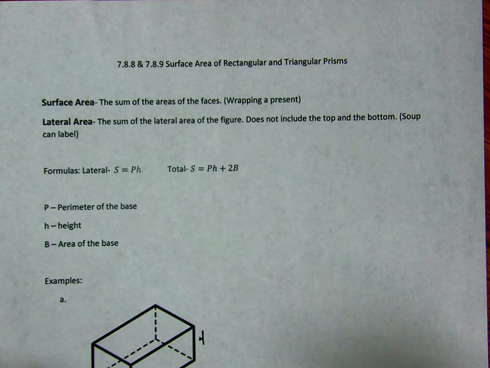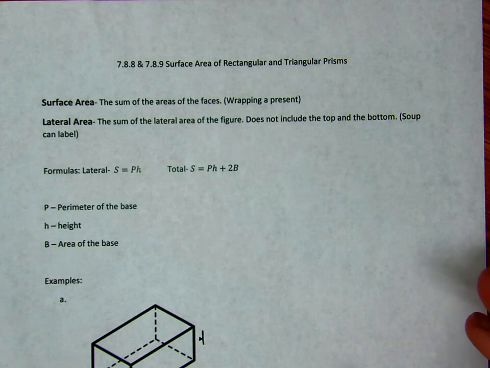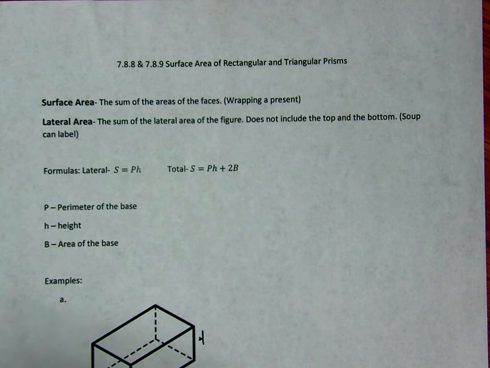Alright, today we're going to talk about surface area of rectangular and triangular prisms. I'm going to put two lessons here today because they're very similar in what you're going to do to finish these. So surface area is the sum of the area of the faces.